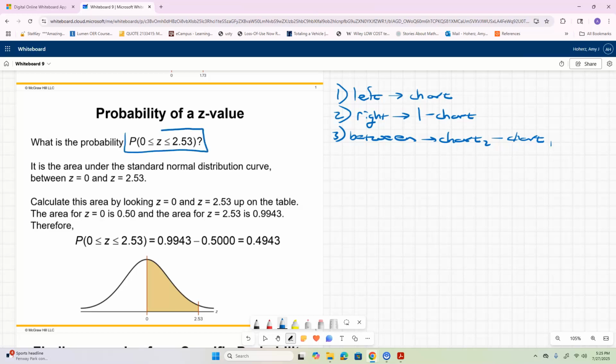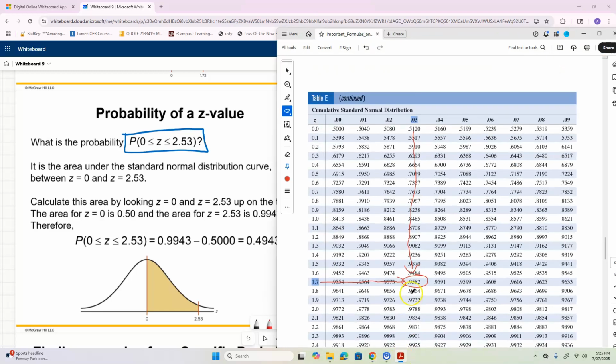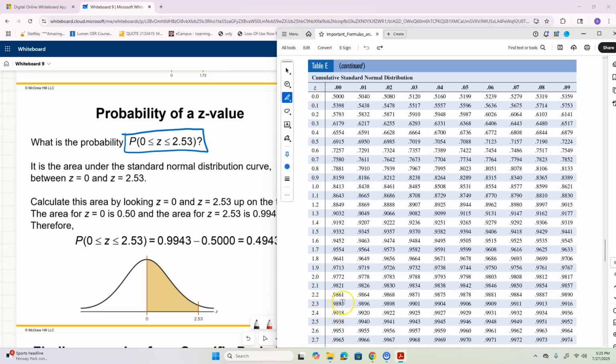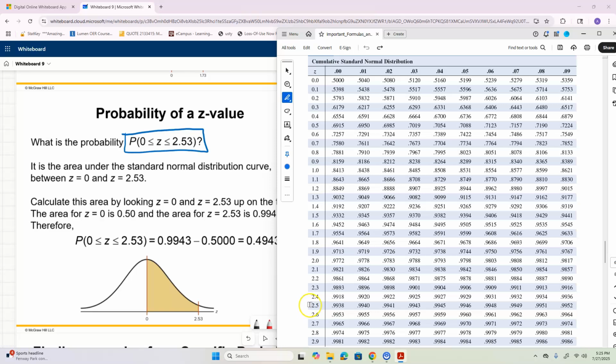Okay, so what do we have here? They want to know the probability that we're between 0 and 2.53. So the larger value is 2.53. So let's look at the chart for what we get for 2.53. Okay, so 2, gotta go down a little bit, 2.53.